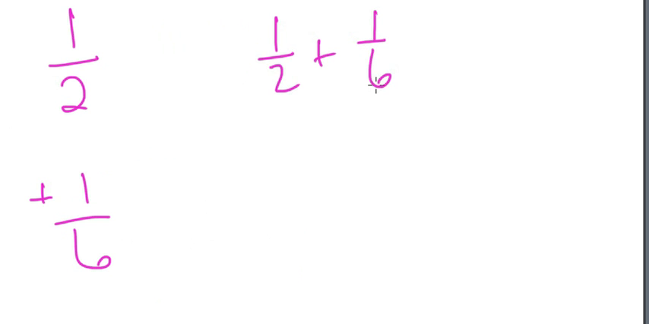We have 1/2 plus 1/6. Now, sometimes your book likes to give you these problems 1/2 plus 1/6 in a row, and I just find it easier to put them in this column format instead of this row format. So anytime you get them in a row, I'd put them in a column instead.